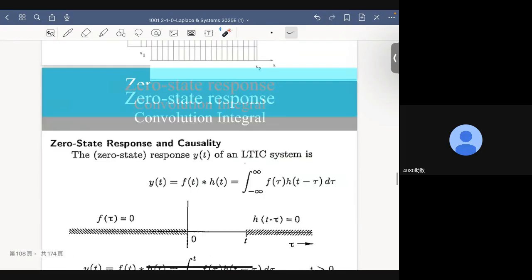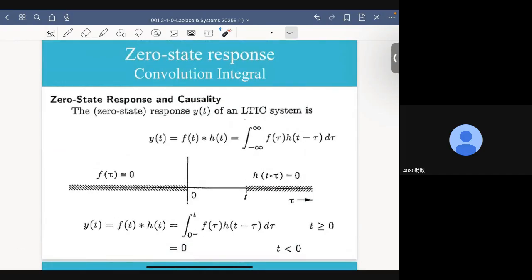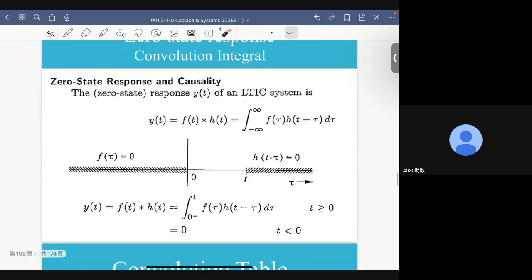Now, before we rewrite the zero-state response, let me first talk about the definition of the convolution integral, all right? Here we have just shown that the zero-state response y of t of an LTIC system, where LTI of course represents linear time-invariant and C stands for continuous, is a convolution integral of the input and the impulse response of the system. Remember, the impulse response is the inverse Laplace transform of the transfer function.